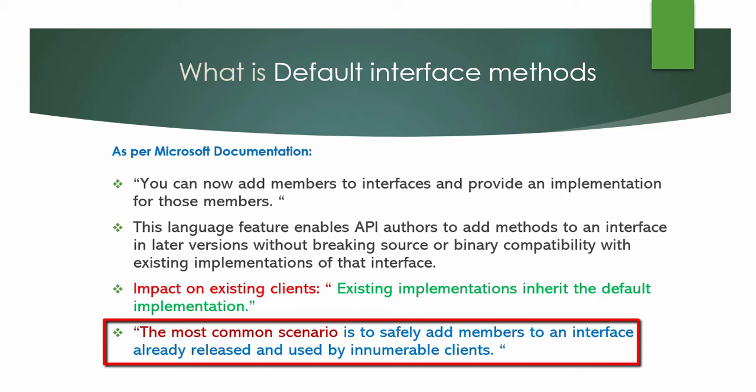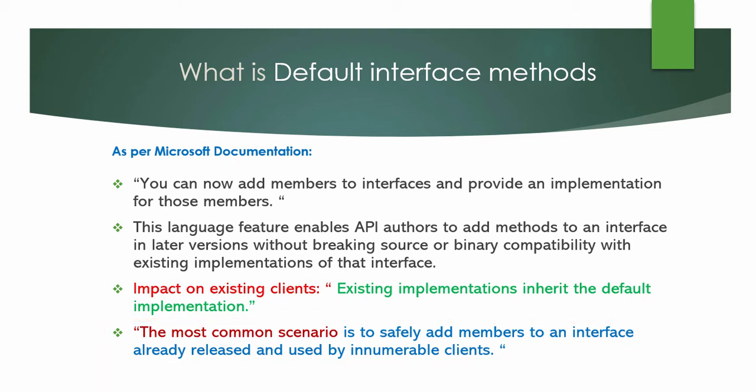There will be no compilation error. Again, existing clients or the existing classes can inherit the default implementation or those classes can create their own version of the default implementation. So there will be no error in the project if a default interface method is added to an interface which is already implemented by hundreds of clients or classes. So there will be no issue, no compilation error in the project.